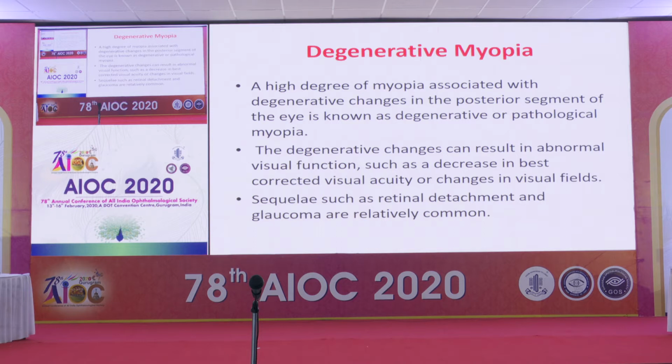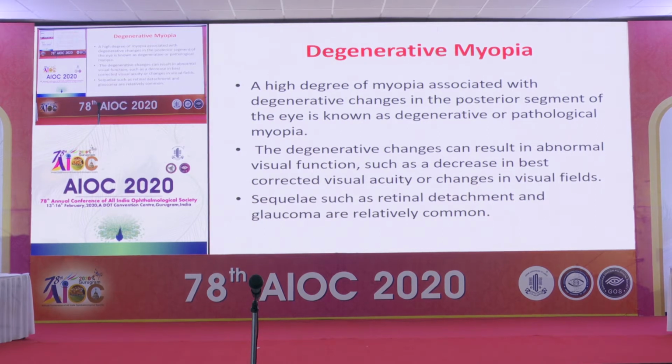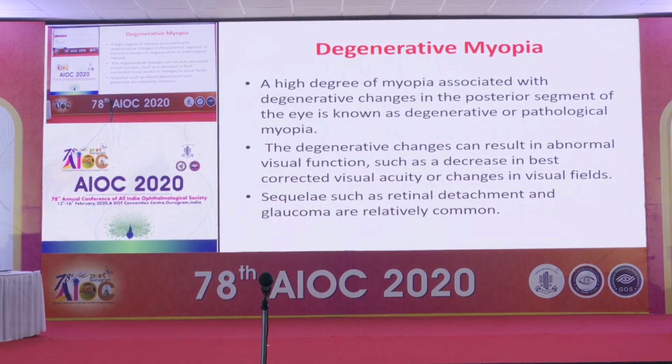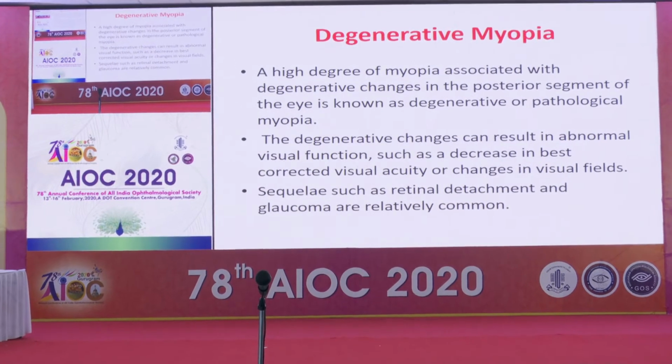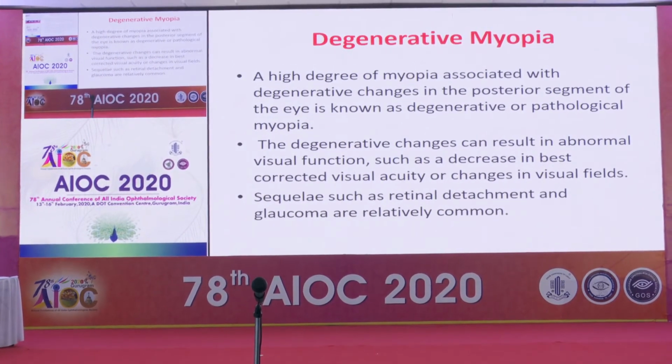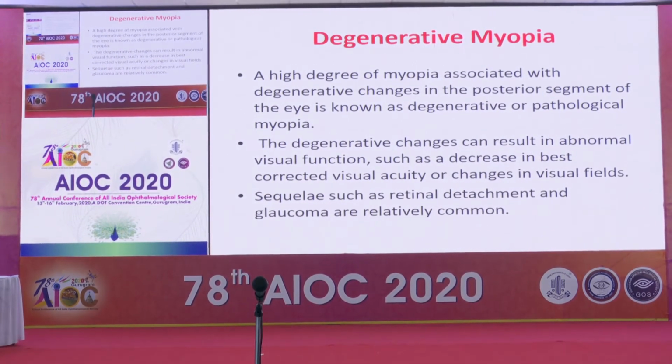Coming to degenerative myopia, a high degree of myopia associated with degenerative changes in the posterior segment of the eye is known as degenerative or pathological myopia. It keeps increasing even after the age of 18 to 20 years, when other myopia tend to stop and there is not much more increase in the power. The degenerative changes can result in abnormal visual functions such as a decrease in corrected visual acuity or change in visual fields. Sequelae such as retinal detachment, glaucoma, and also SRNVM are common in these patients.